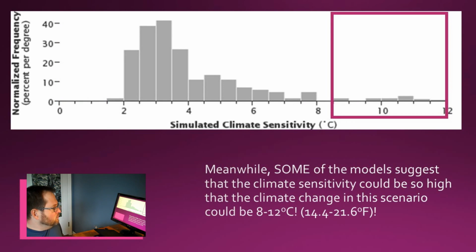Okay? Meanwhile, let's go visit the scary end of the tail of the distribution. Some of the models suggest that climate sensitivity could be so high that the climate change in the double carbon dioxide scenario could be between 8 and 12 degrees Celsius. That is a warming of 14 to 21 degrees Fahrenheit. That's a civilization ender. Okay, we can't live on the modern economy, modern agriculture, modern fishing. Nothing about how our food works, our climate, or energy distribution, nothing works in a planet that is warmed by 21 degrees Fahrenheit.